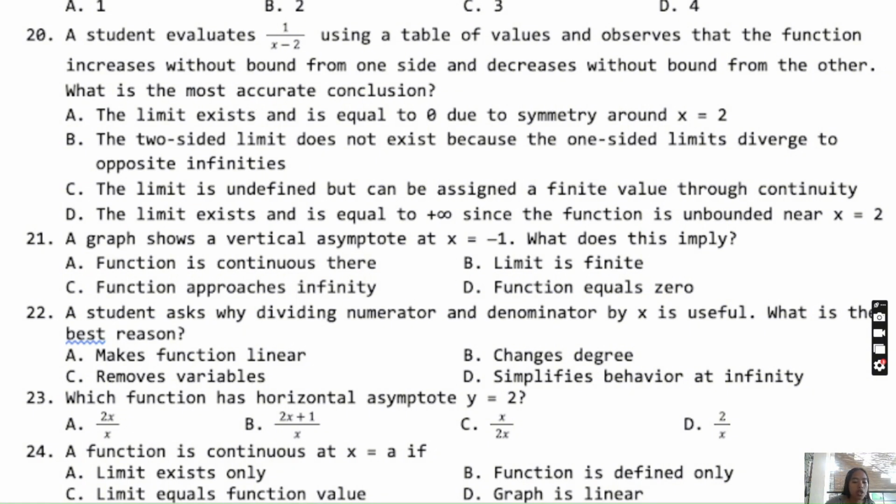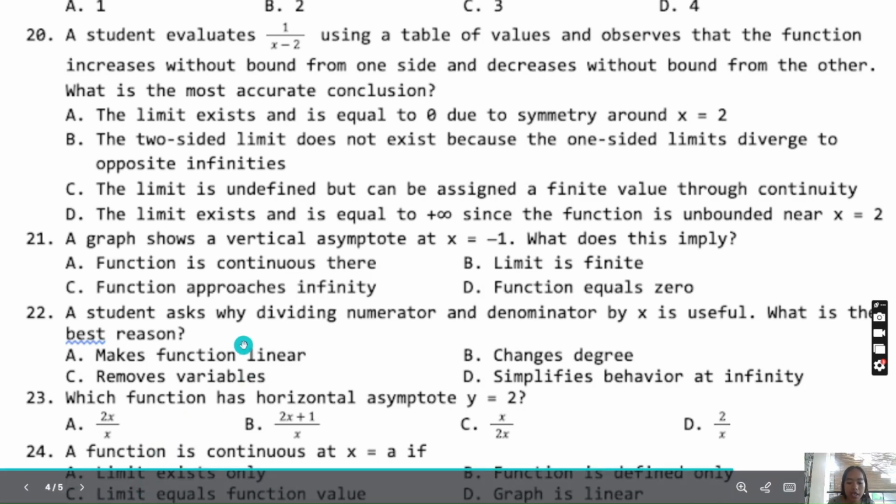So in continuation, in number 24, the question goes, the function is continuous at x is equal to a if, the answer is letter C, the limit equals the function value. Because a function is continuous if number one, the limit exists, number two, the function is defined, and number three, the limit equals the function value. So that is why the correct answer is letter C.